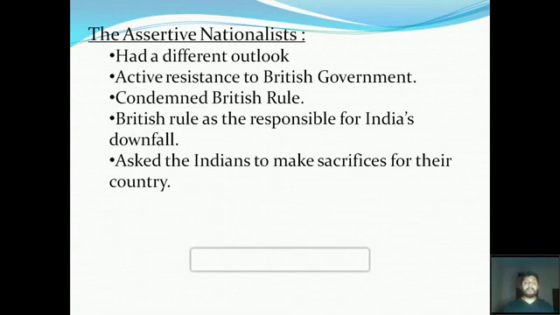Again, we are going to see some other important points about assertive nationalist leaders. They had a very different outlook, because their visions and aims were entirely different from the early nationalist leaders. So it was another speciality of these leaders: active resistance to the British government.